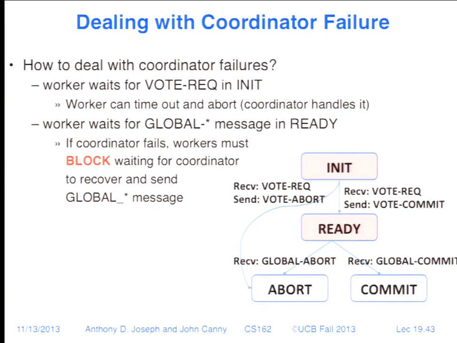And here it's more complicated, because if something goes wrong at this stage, the worker is in an uncertain state. It doesn't know what state the coordinator is in, and the coordinator is its only communication link to the other nodes. So the only safe thing to do is to block, waiting for the coordinator to come back online, which it should do quickly. If it doesn't do that, nothing much is going to happen, because the database is effectively going to be out of commission. So in this situation, where there's apparently a coordinator failure, the worker nodes just sit and block and wait for a resolution.